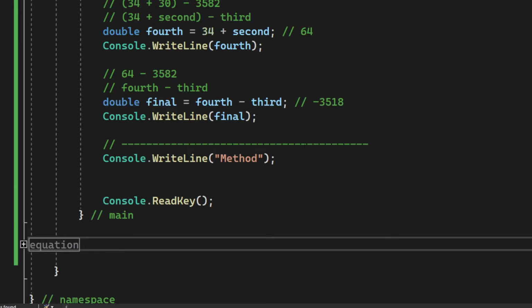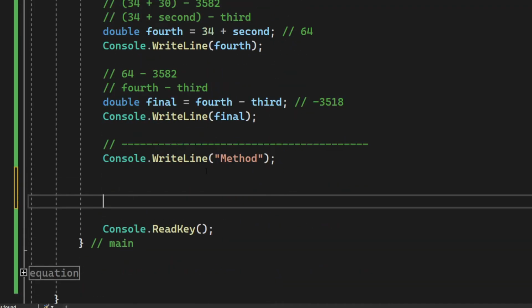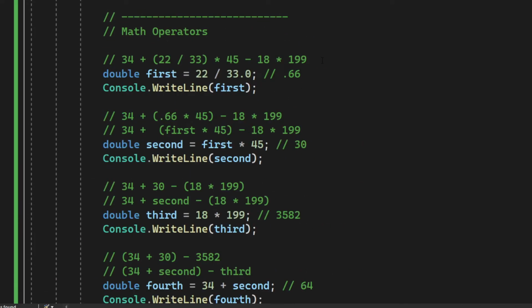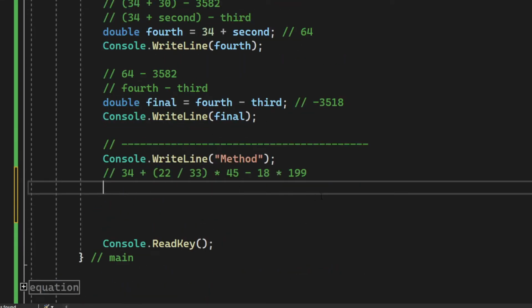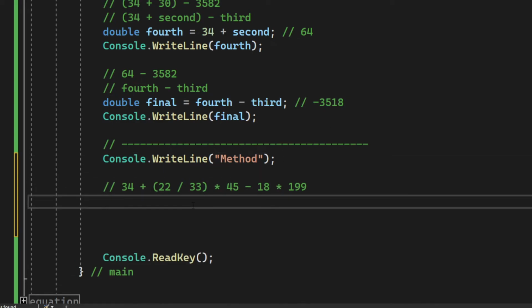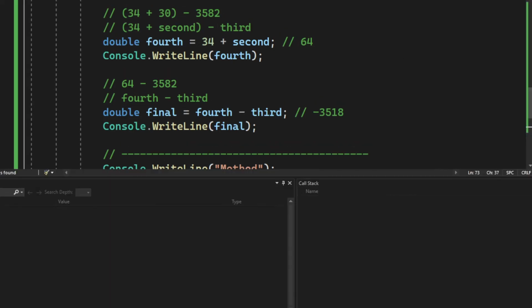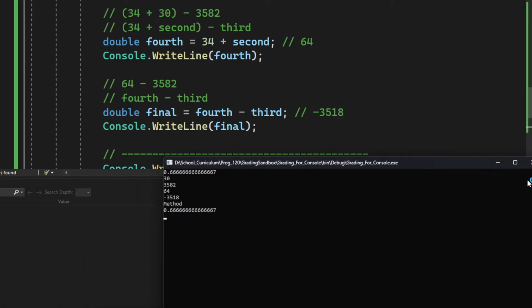Now we're going to come back up and do the same exact thing we did here, but this time with methods. And you'll find it's really quite simple. So we keep getting faster and faster at this. So we have our 22 and 33. I'm going to do double m first equals, we know our two numbers are 22 and 33 and we're dividing. So I'm going to call divide 22, 33, passing in my two values. Let's display m first, run, let's check. 0.66, we already know that's correct.